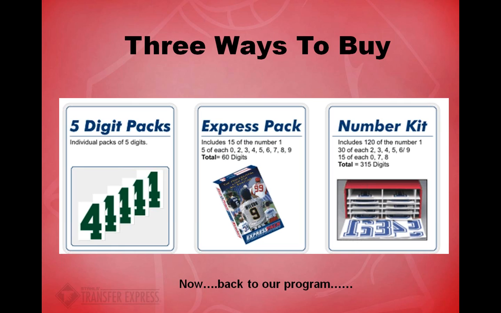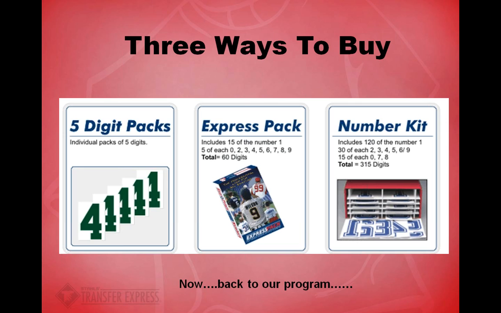The third way here is a number kit. A number kit's sort of the big guy, the godfather. The number kit includes 120 of the number 1, 30 of the number 2, 3, 4, 5, and then 6 and 9 are always the same number, and then 15 of 0s, 7s, and 8s. So essentially, the number kit's going to get you 315 digits. Now, remember this: a number kit will number 15 teams that are going 1 to 15. So if you have a league of 15 teams and every team is just going to be 1 through 15, then you simply need one number kit.